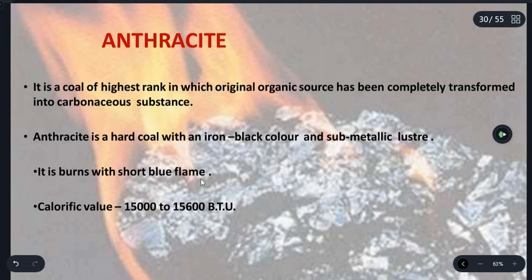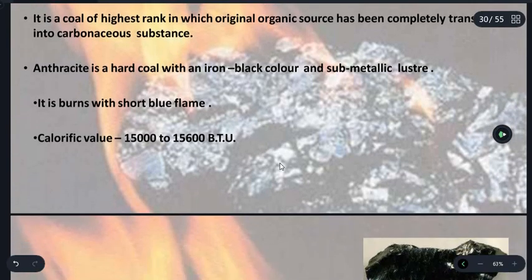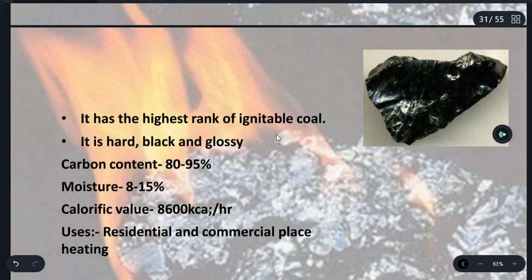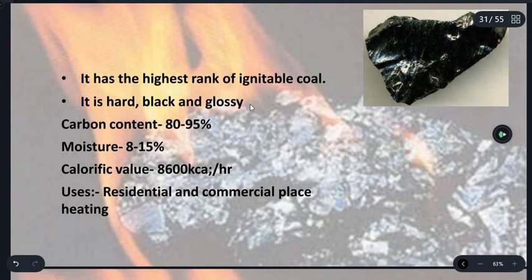It burns with a short blue flame. ये blue flame show करता है, but if you go to the bituminous, it shows the yellow flame. Okay, and peat and lignite show the smoky flame. And the calorific value will be so high, like 15 to 16,000 British thermal unit. Okay, it is the highest rank, hard, compact, black, glossy type texture. You will see the texture and luster.